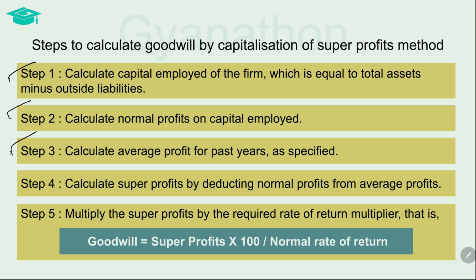Once the normal profit and average profit are established, then calculate the super profit as average profit minus the normal profit. This super profit indicates that the actual average profit earned by the business exceeds the normal profit that can be earned by similar business for similar amount of capital employed. The goodwill is then calculated by applying the formula super profits into 100 divided by normal rate of return.